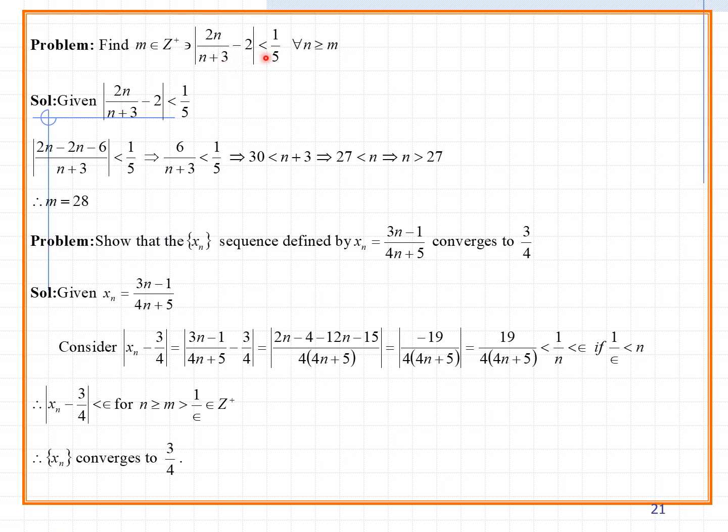So L is less than 1 by 5. 1 by 5 is the epsilon, but you don't know the value of m. So m means what is the limit value? Where is the limit value? You can identify that limit value, which is called m. So the given sequence, what is that?